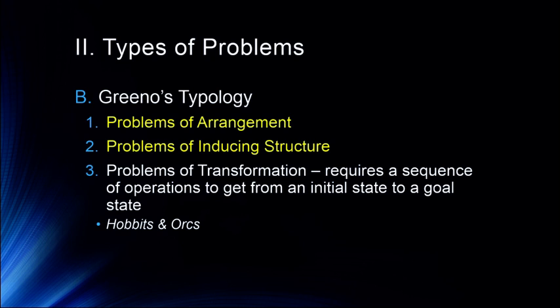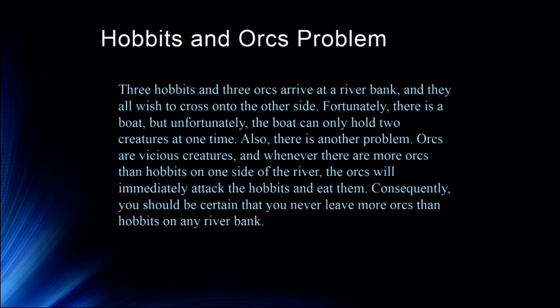Problems of transformation are types of problems that require a sequence of operations to get from an initial state to a goal state. This is a very famous one of these kinds of problems of transformation. It's called the Hobbits and Orcs problem. Sometimes it's also called the Cannibals and Missionaries problem, but here it is.